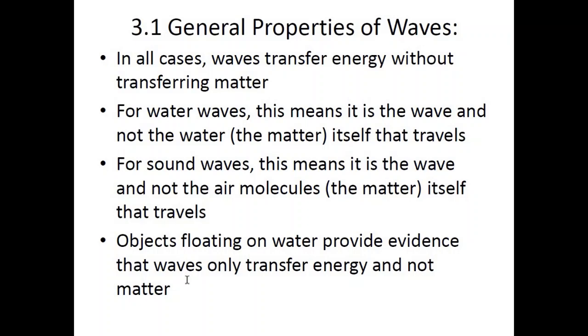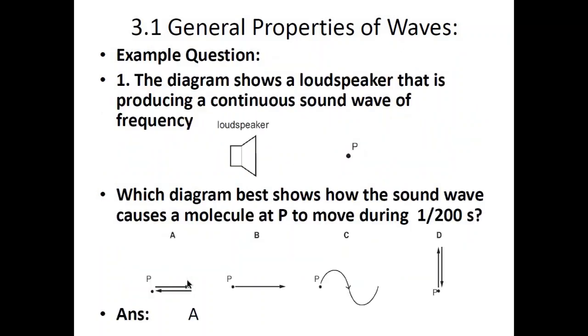For sound waves, it means the wave and not the air molecules travel. Objects floating on water provide evidence that waves only transfer energy and not water. Now let's discuss an example question. The diagram shows a loudspeaker that is producing a continuous sound wave of frequency. This is a loudspeaker. This is a point P. Which diagram best shows how the sound wave causes a molecule at P to move during 1/200 seconds?